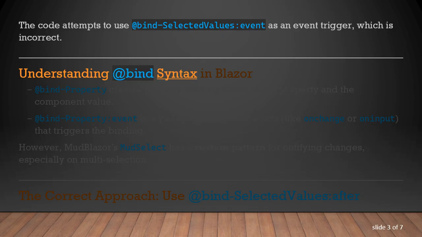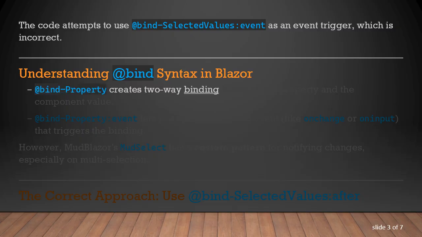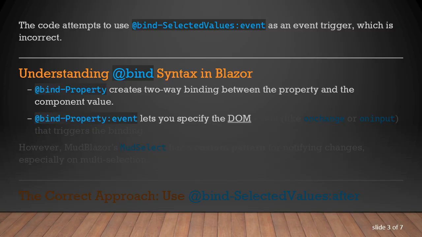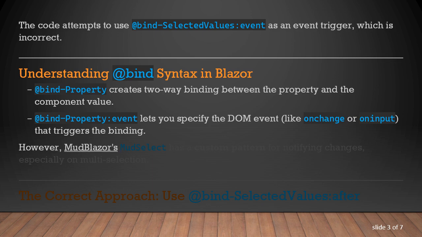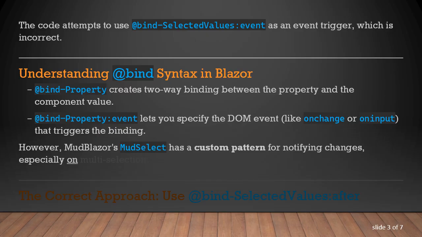Understanding @bind syntax in Blazor. @bind:property creates two-way binding between the property and the component value. @bind:property:event lets you specify the DOM event, like onchange or oninput, that triggers the binding. However, MudBlazor's MudSelect has a custom pattern for notifying changes, especially on multi-selection.